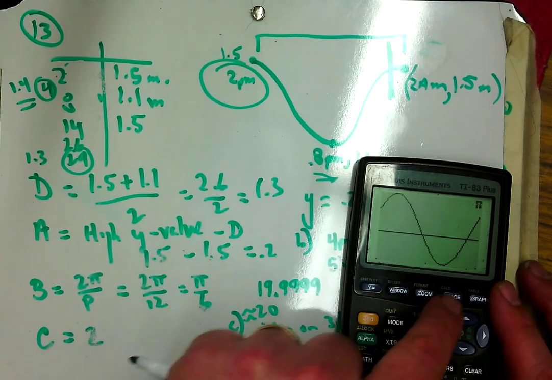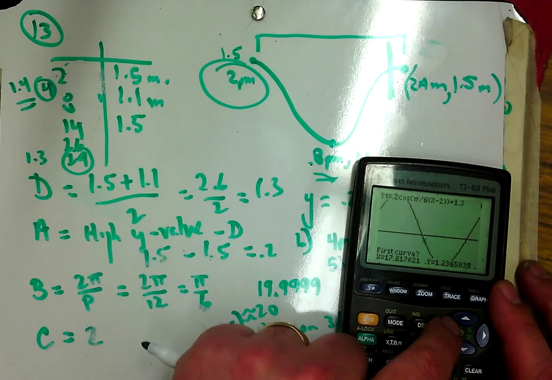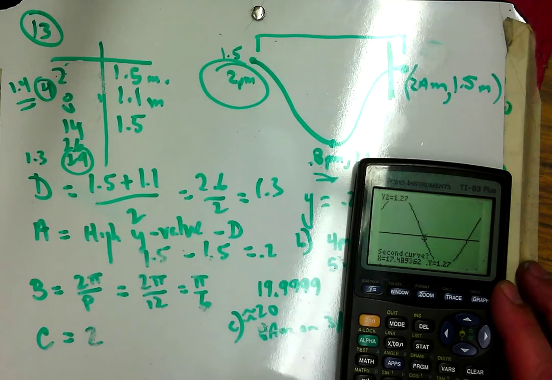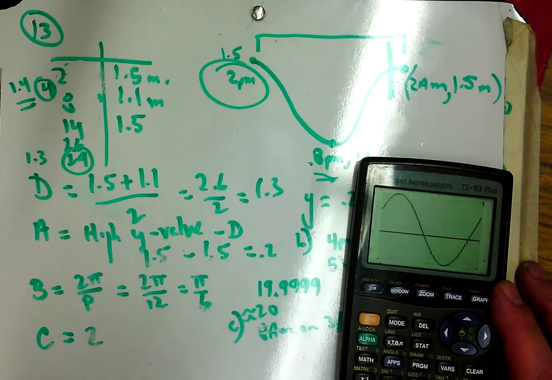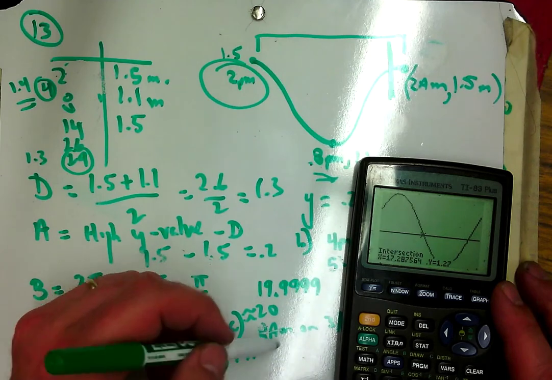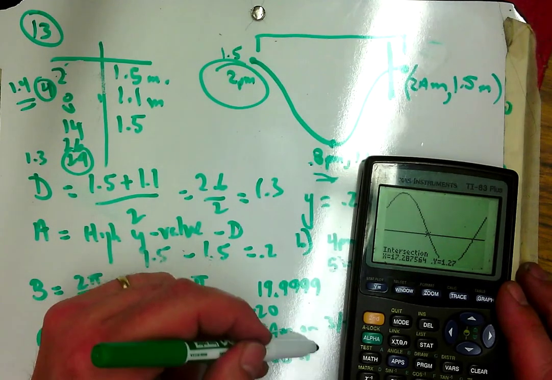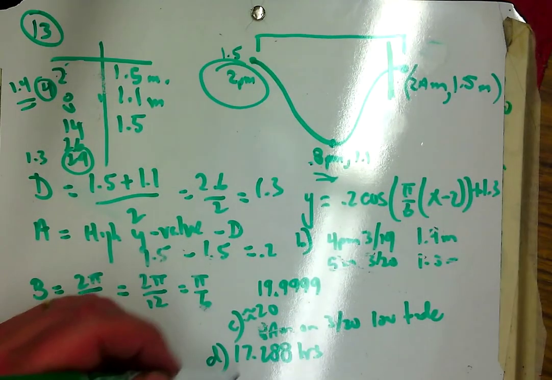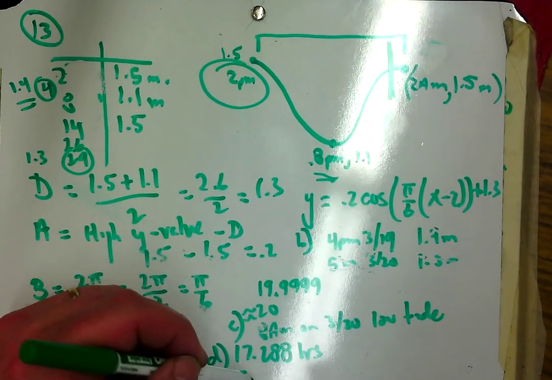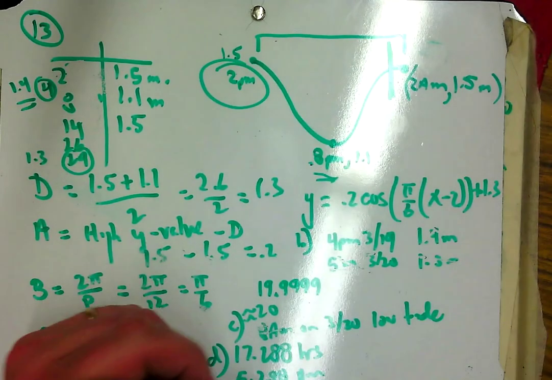First time. Second, calculate, intersect. Yes, this is the first curve. Yes, this is the second curve. No, I do not want to guess. And x equals 17.288 hours. Okay. 12 is midnight, so this is 5.288 a.m.